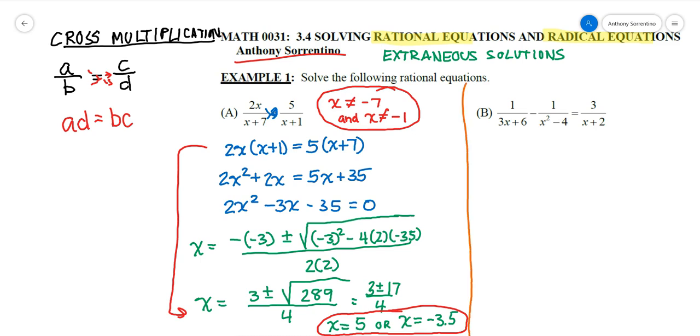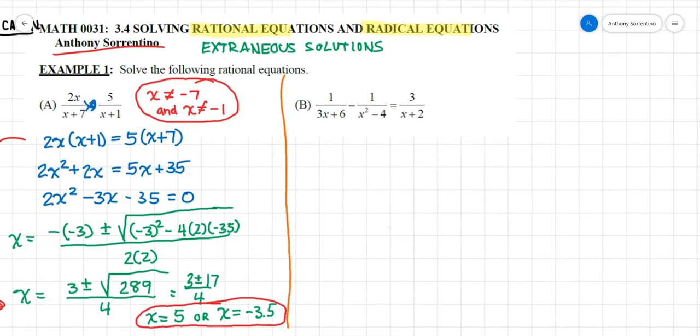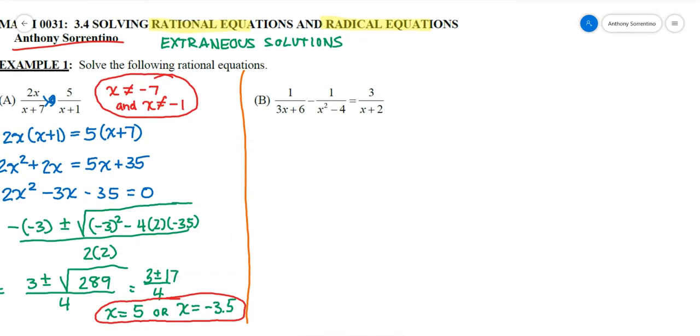The reason why B is slightly more challenging is because I am not ready at this stage to handle cross multiplication. I don't have a single fraction on one side equaling a single fraction on the other. I do have a single fraction on the right. That's good. I do not have a single fraction on the left. So for me to get a single fraction on the left, I have to find common denominators.